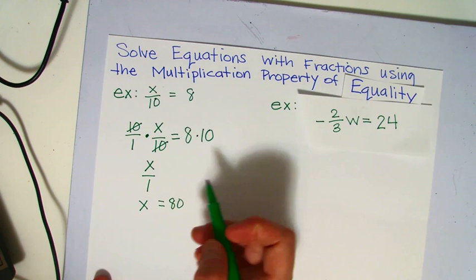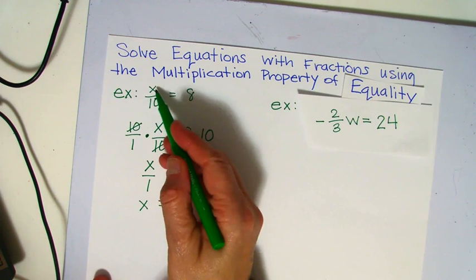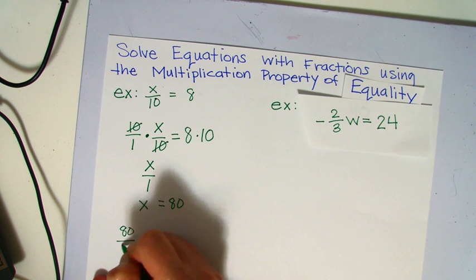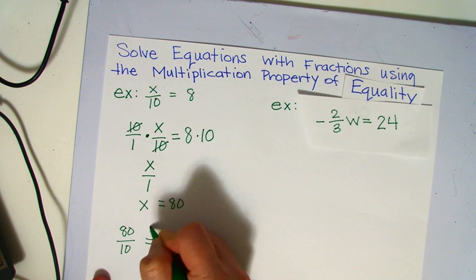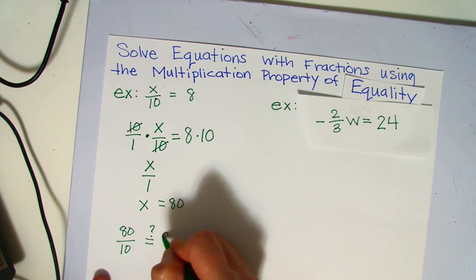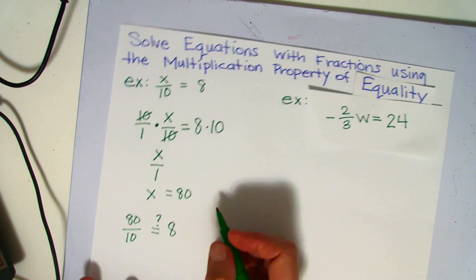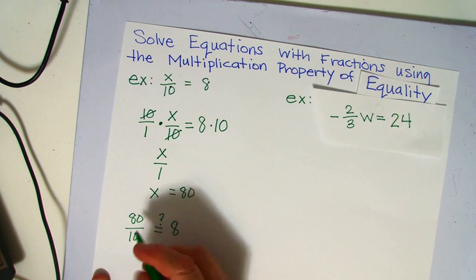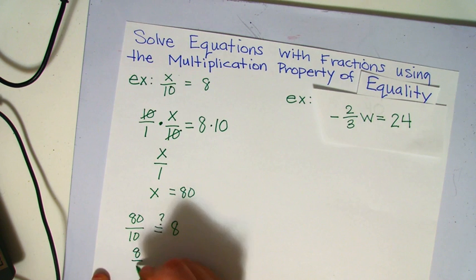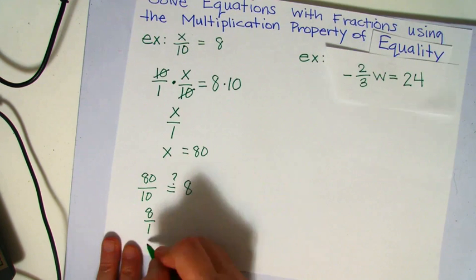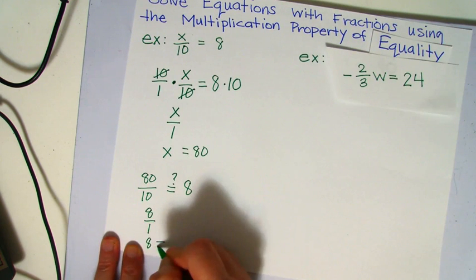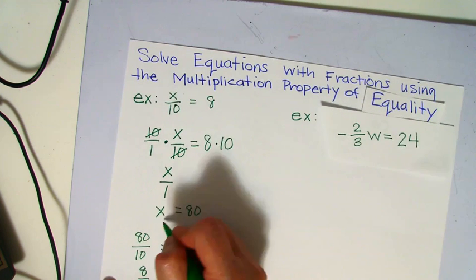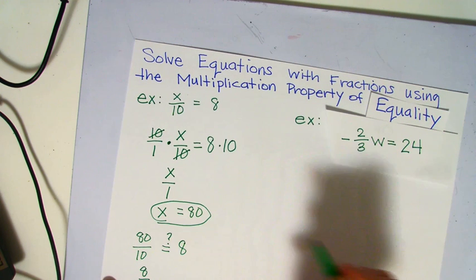If we plug in 80 for the variable x, we get 80 over 10, and does that equal 8? We can reduce these to 8 over 1, or 8. 8, in fact, does equal 8. So x equals 80 is our solution.